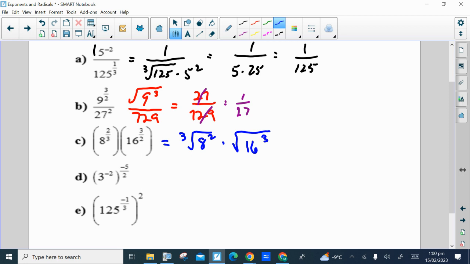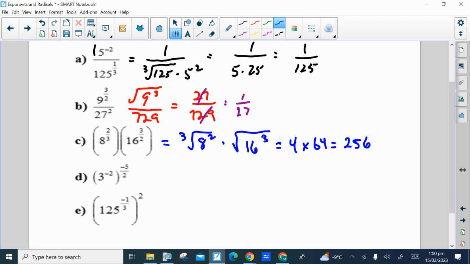When you have a rational exponent, that means you have a numerator and denominator, top and a bottom. The bottom tells you what root it is. Top number tells you what power it's raised to. The cube root of 8 is 2, and 2 squared is 4. And that's going to be multiplied by the square root of 16, which is 4, and 4 cubed is 64. And then if you multiply those together, you will get 256 as the answer.